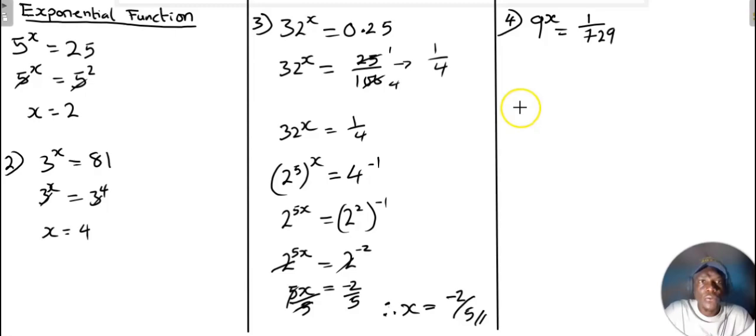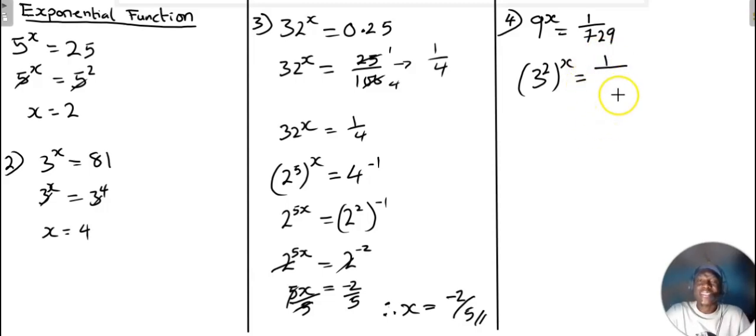For question number 4, we have 9 raised to the power x is equal to 1 over 729. Now the first thing we have to do here, 9 is the same as 3 raised to power 2. That's 3 times 3 gives you 9. Then all raised to power x. This is equal to 1 over 729, and 729 is 3 raised to power 6. You can punch that in your calculator to be sure.